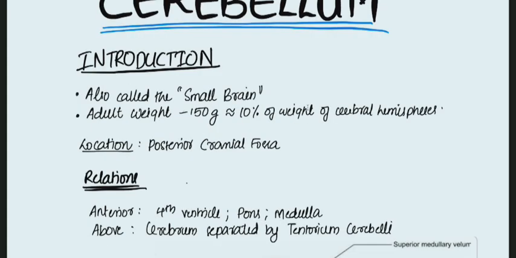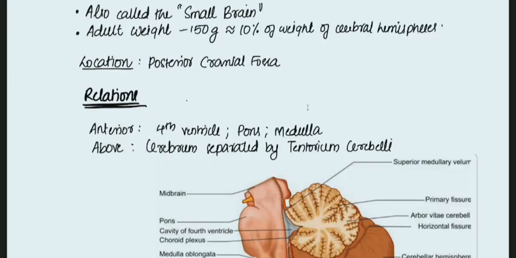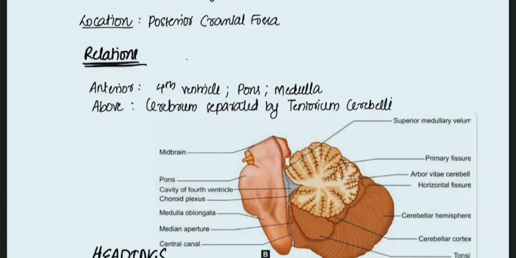The relations of cerebellum, anteriorly we have the fourth ventricle, the pons and the medulla. In the diagram we can clearly see that in front of the cerebellum you have the cavity which is known as the fourth ventricle, and in front of the fourth ventricle we have the pons as well as the medulla. The midbrain is also a part of the brainstem, but it is not found anterior to the cerebellum.